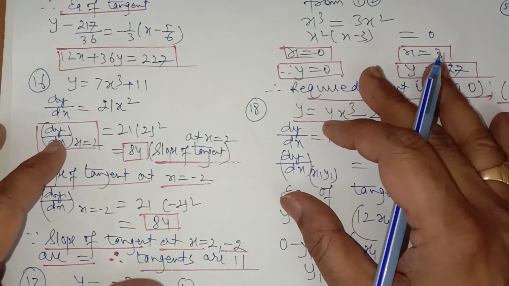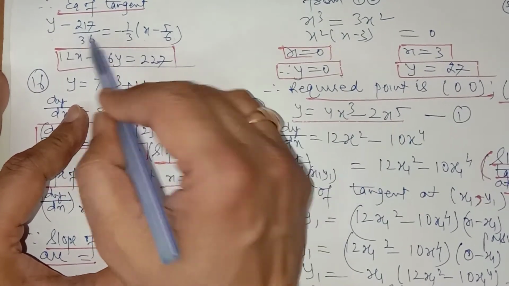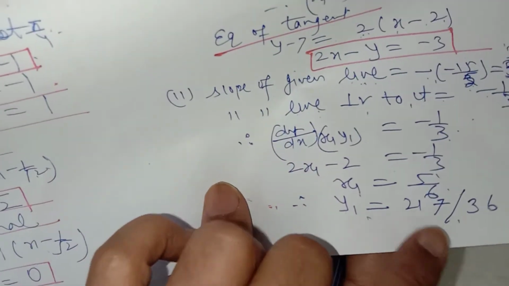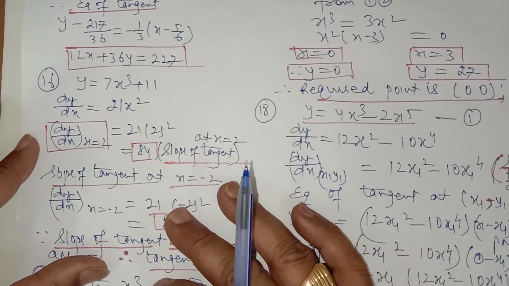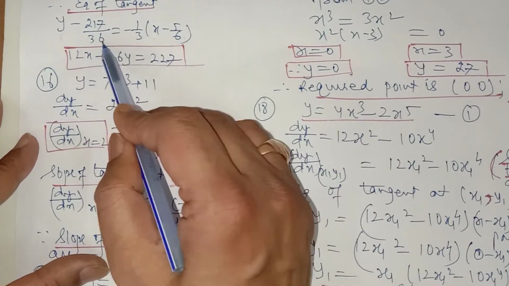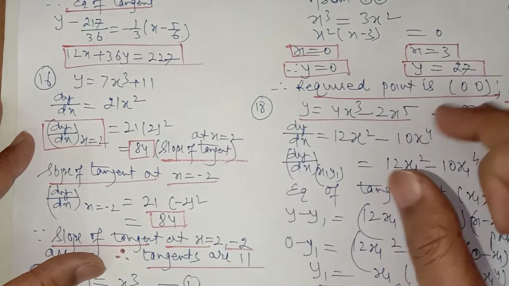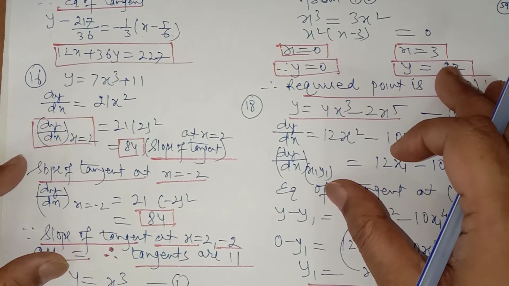Now you can easily find the equation of the tangent. It is y minus y1 equal to slope times x minus x1. So x1, y1 we have already found here. This we have found out, the slope of the tangent, and the slope is minus 1 upon 3. So y minus y1 is equal to slope times x minus x1. So this is the equation of the tangent which is perpendicular to the given line.